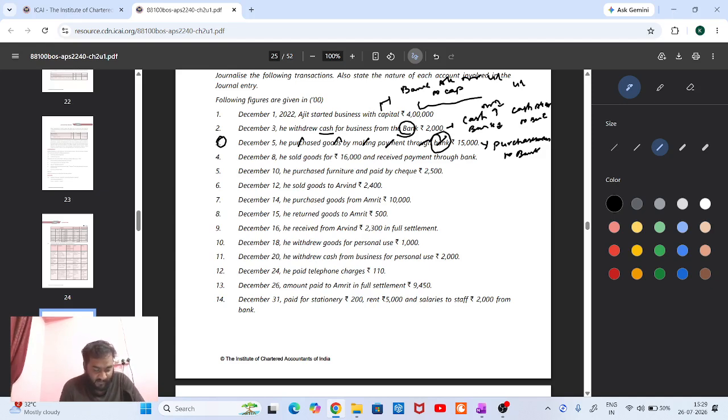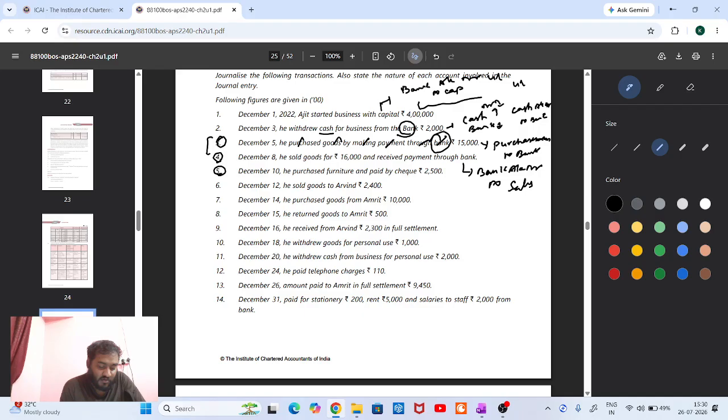So, fourth one, he sold goods. For every sale of goods, same logic. If I sell you the goods, my bank balance increases when you repay me. So bank account debit to sales. Okay, I will explain it to you later. So four entries are done. Fifth one.